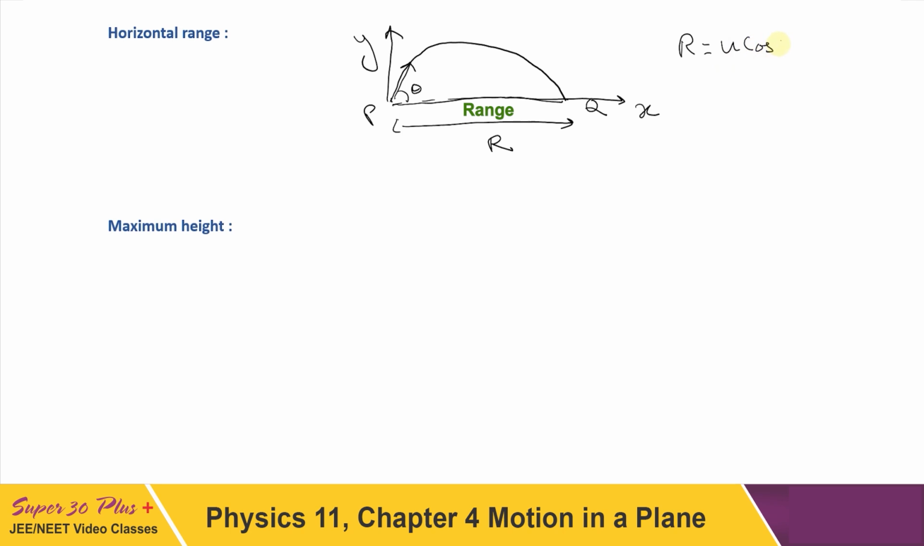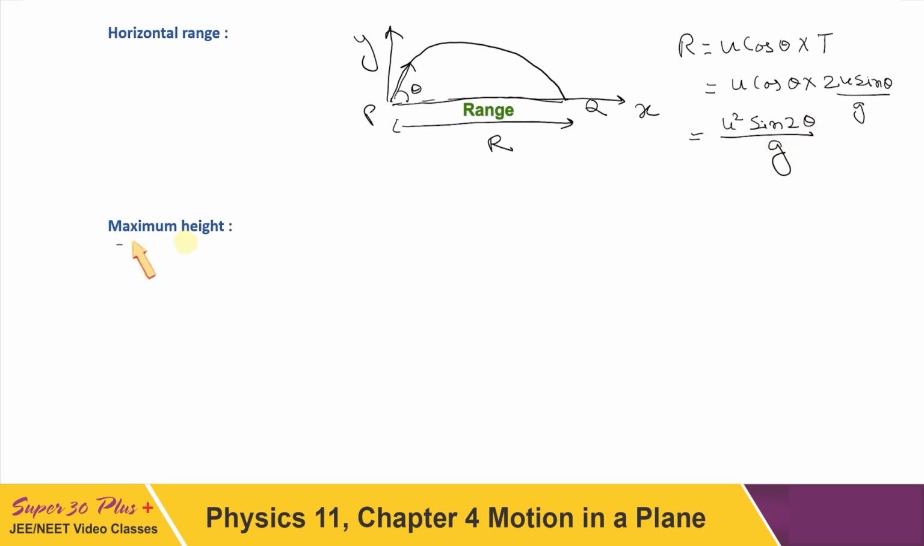So if we multiply this with time of flight, we will get horizontal range. And what is time of flight? Just now we had derived, that is u cos theta into 2u sin theta upon g, or on solving it can be written as u square 2 sin theta cos theta, which can be written as u square sin 2 theta upon g. So this is the range for a standard projectile motion.